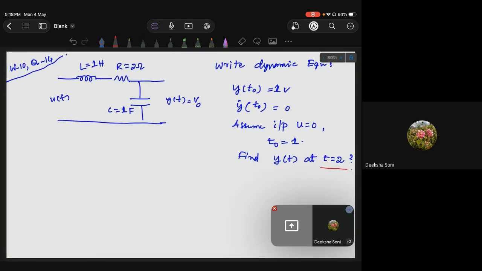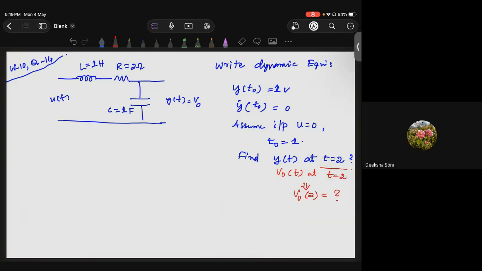Yes, sir. So the first thing is you have to find the output. Y of t means V naught of t at 2. That means you have to find the output at 2 seconds. That is our question. What is that output here? That output is nothing but VC of 2, the voltage across the capacitor. Correct? Yes, sir. So you can write down the equations.